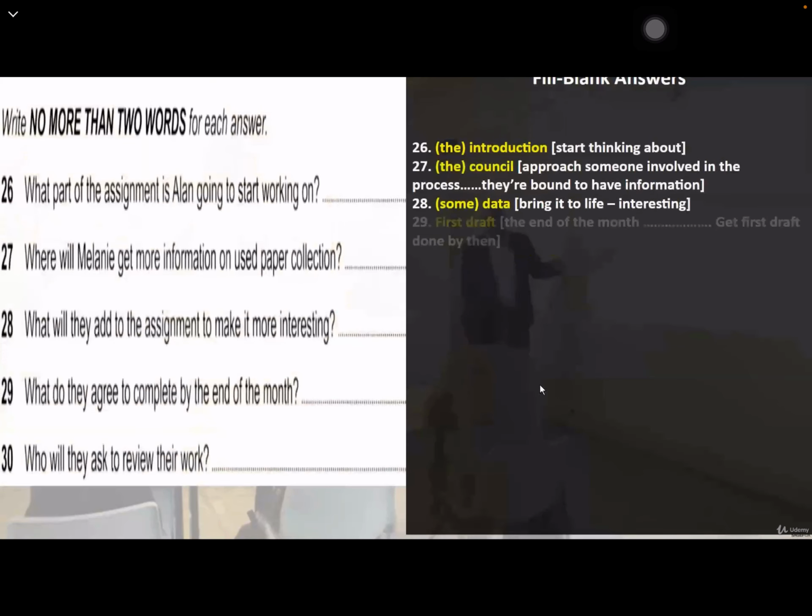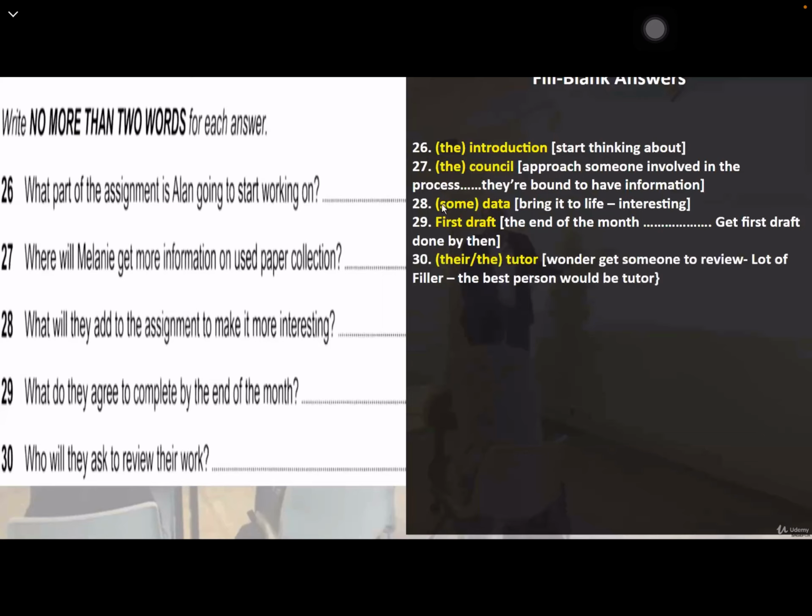On the next one, we can see the answer choices were the introduction, the council, some data, first draft, and tutor. So start thinking about, start working on. Number 27 is interesting, so let me explain what happened on number 27. They said we need to get more information. And then Melanie made a suggestion, and then the man dismissed her.